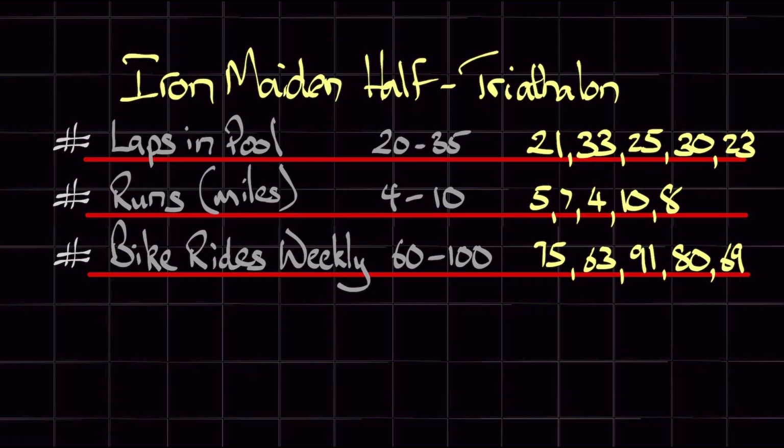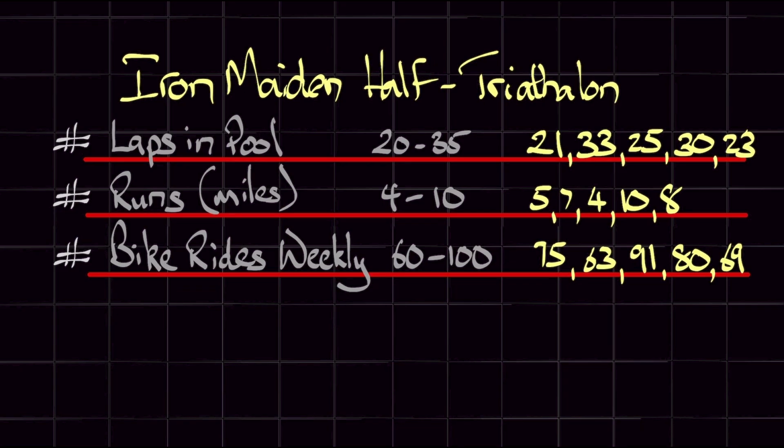It's an incredible race. Well, Remy's mom was training, and she was swimming laps in the pool, and she kept track of it. The data is as follows. Then, with her runs, she ran 4 to 10 miles at a time, running 5, 7, 4, 10, and 8 miles. For biking, her range was from 60 to 100 miles with the data as follows.